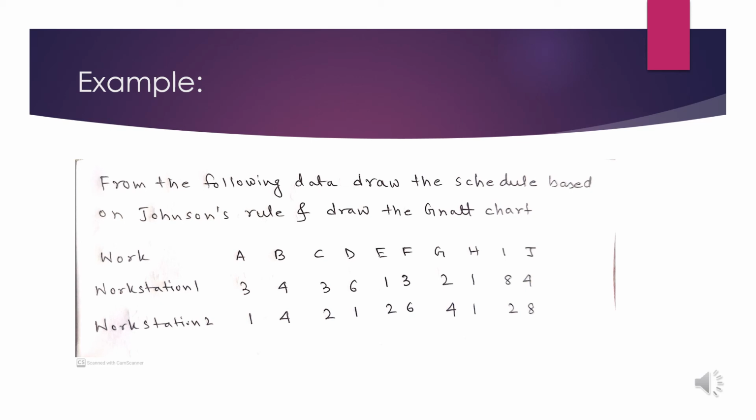Under workstation 1, jobs A, B, C, D, E, F, G, H, I and J have the processing times of 3, 4, 3, 6, 1, 3, 2, 1, 8 and 4 respectively. And under workstation 2, jobs A to J have the processing times of 1, 4, 2, 1, 2, 6, 4, 1, 2 and 8. So as we have previously mentioned, we need to do the scheduling based on Johnson's rule and then draw the Gantt chart.